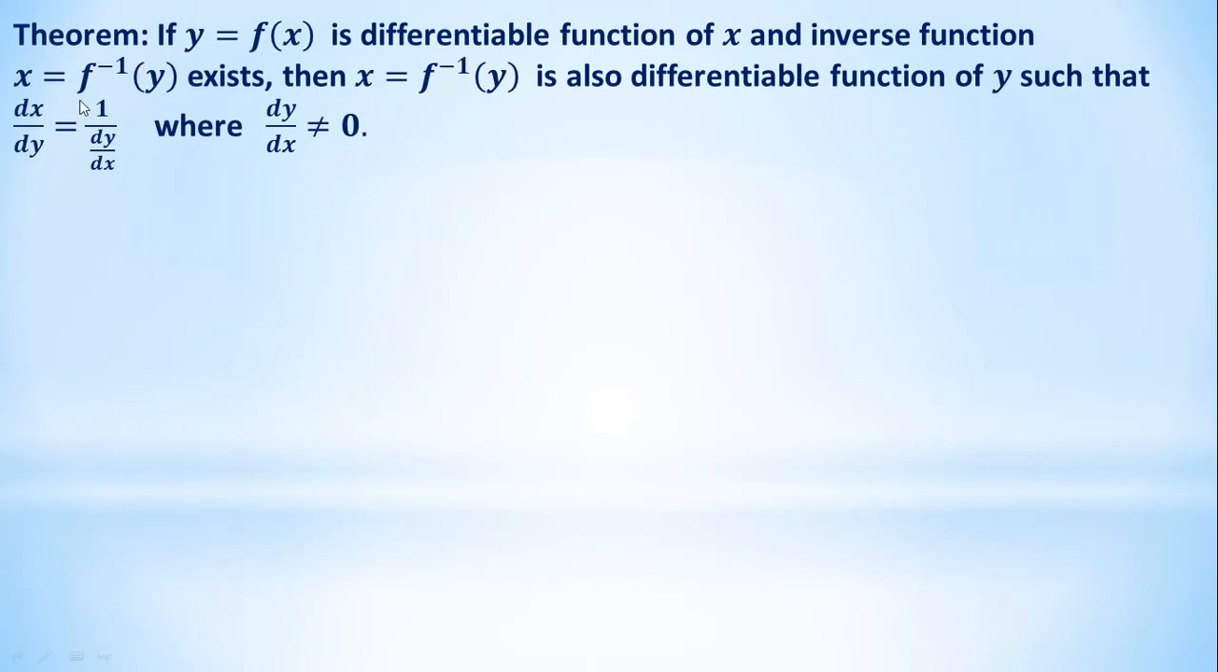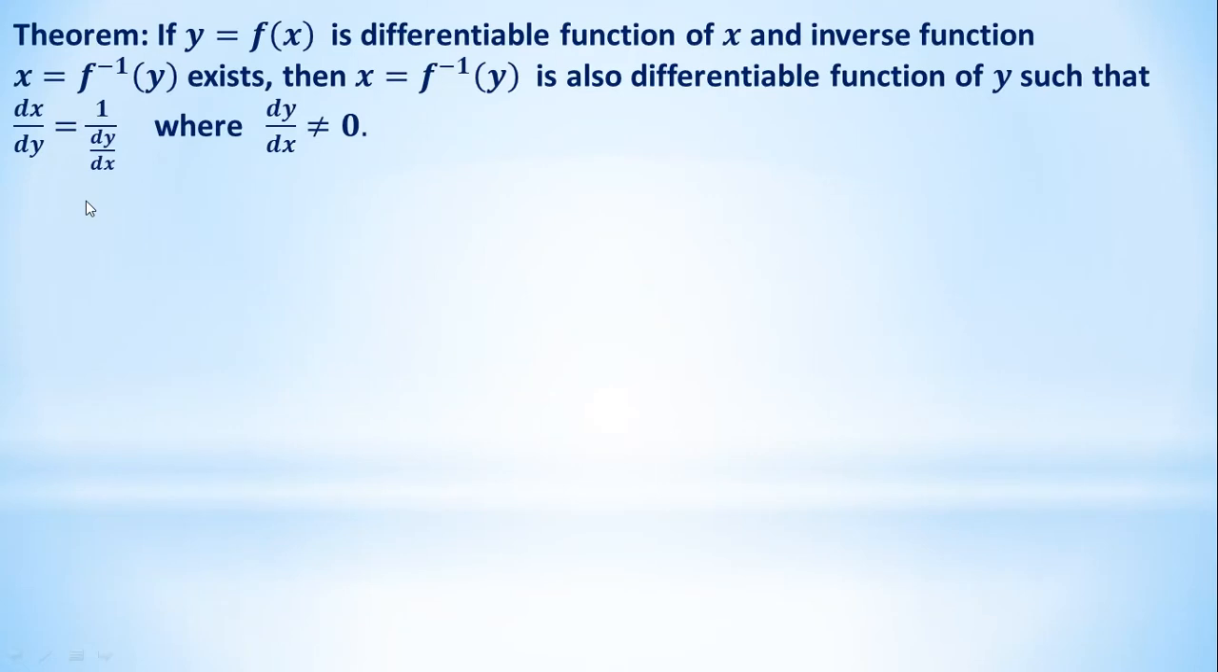Only the statement of the theorem is given in your textbook, so no need to prove this result. Directly we will apply that dx by dy is equal to 1 upon dy by dx, where dx by dy is the derivative of the inverse function, meaning the derivative of x with respect to y. And how will you get that? By taking 1 upon dy by dx, where dy by dx is the derivative of y with respect to x.